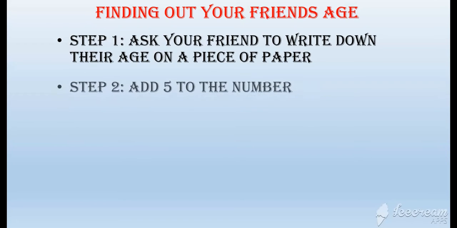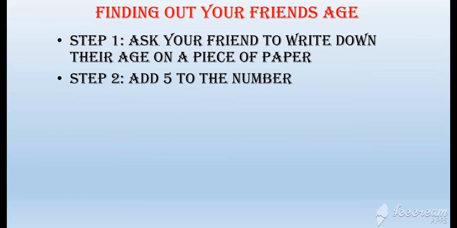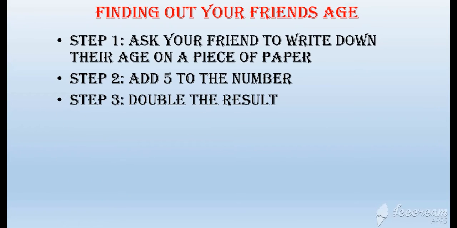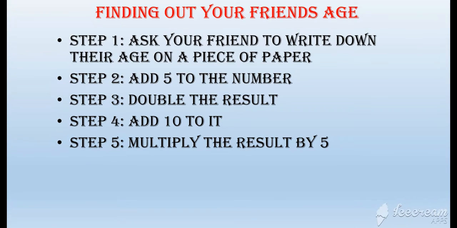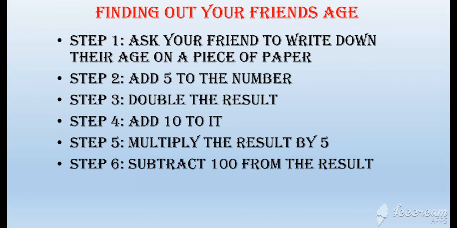Step 2, you will ask them to add 5 to that number. Step 3, you're going to ask them to double the result that they get. And for step 4, you're going to add 10 to it. Step 5, you will multiply the result by 5. And step 6, you will subtract 100 from the result.